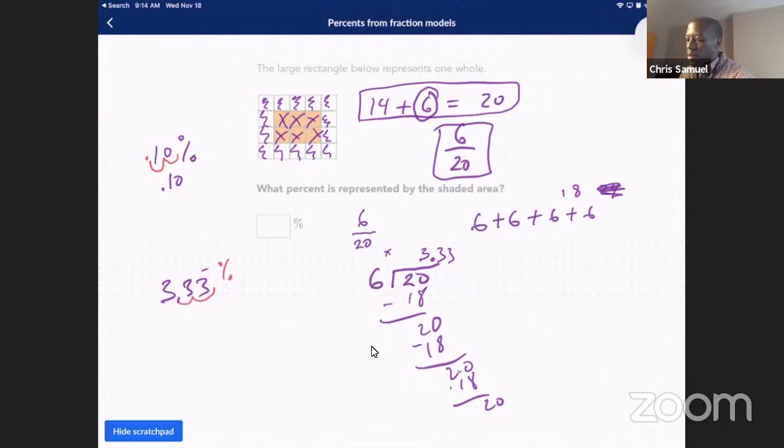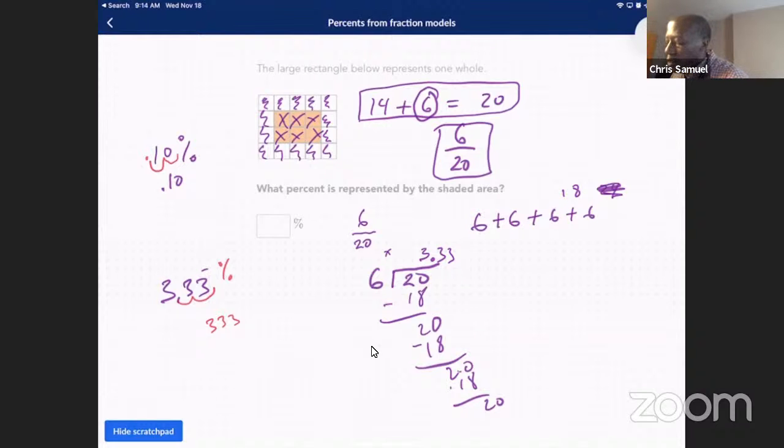So can we say 33%? That's like 3 times the amount, so I don't think that's what it would be. So let's see if we can eyeball it and see what happens.